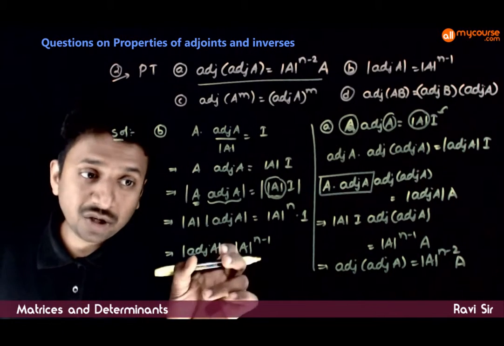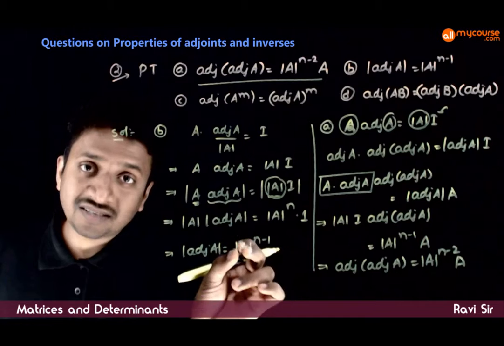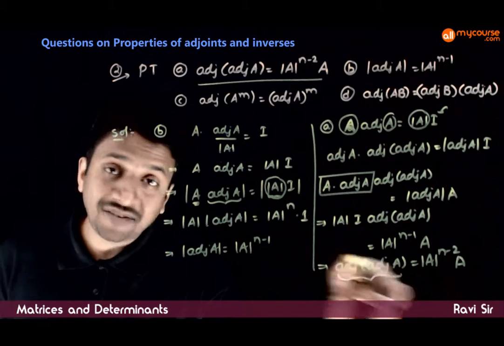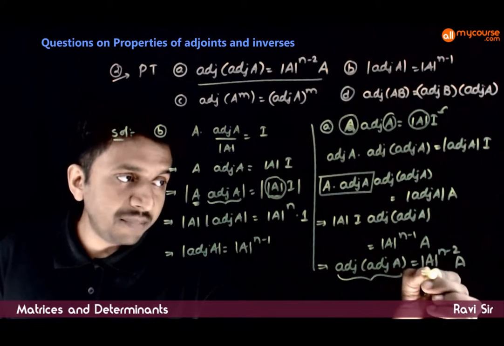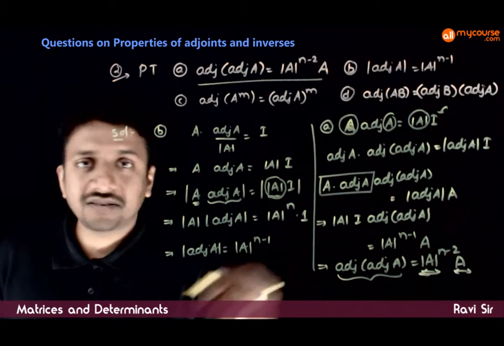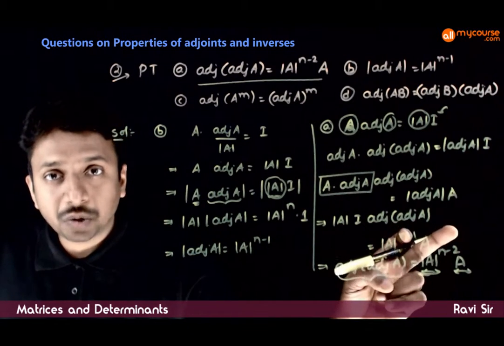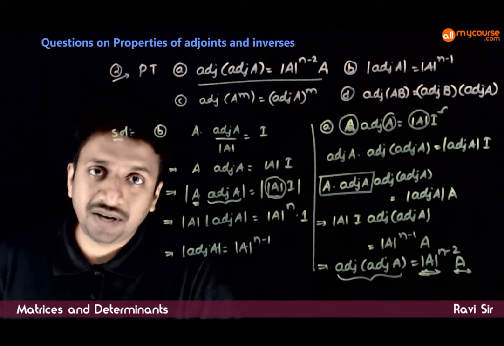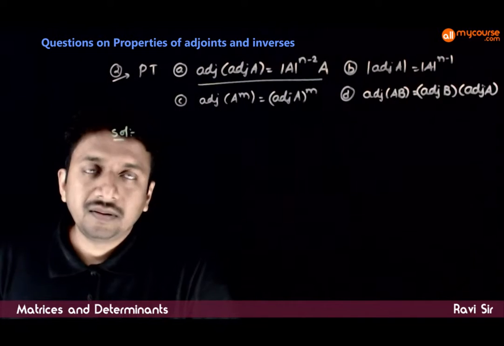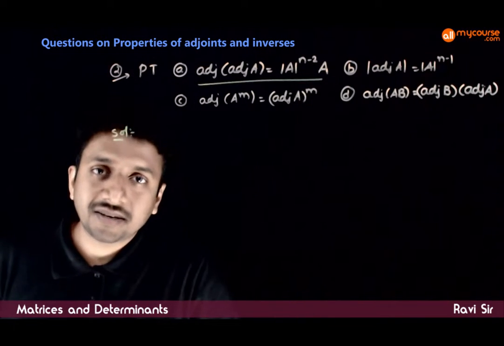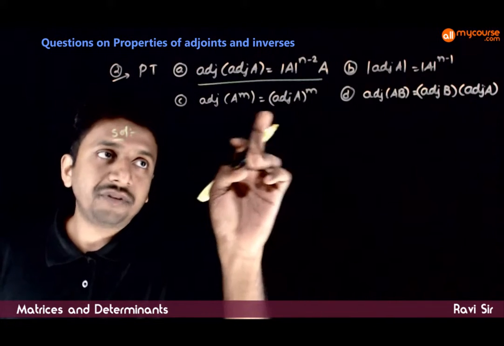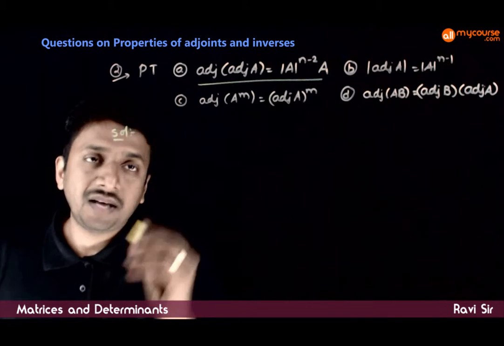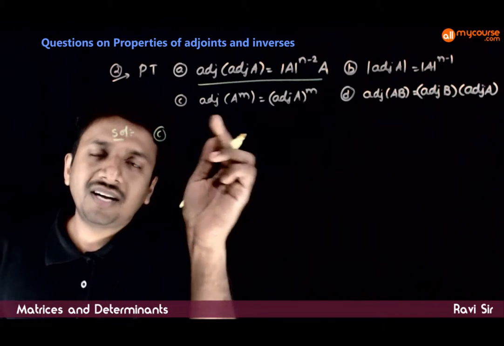So det of adjoint A is a number, hence it is (det A) to the power n minus 1. Adjoint of adjoint A is a matrix. So you have a number times a matrix. So (det A) to the power n minus 2 times A is adjoint of adjoint A. So now let us go to the third result: adjoint of A to the power m is (adjoint A) to the power m. Now, let's prove the third result.